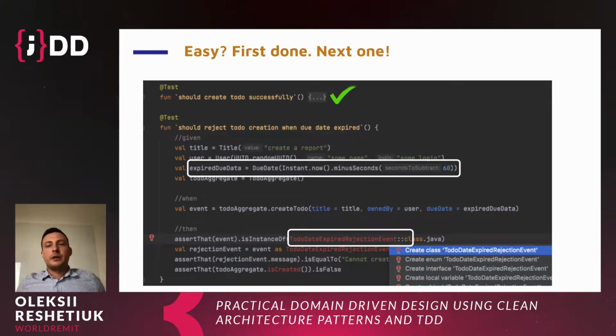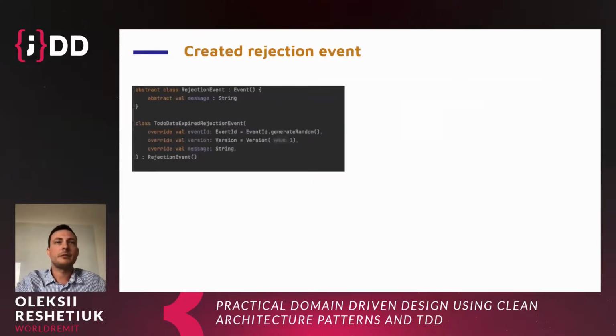And by the way, what I really like in testing domain-rich models is that we do not need any mocks at all. It is really cool in my opinion. No mocks in this domain logic. Okay, we created a new rejection event, right? We also put some message. The message is also important because we need to know the reason for a rejection.